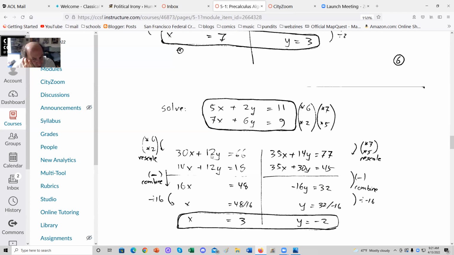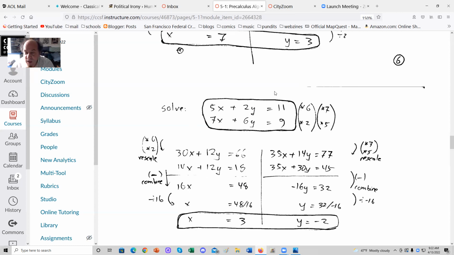Now, since these y's are lined up, 12y and 12y, if we combine the equations by subtracting, then the y vanishes. We're left with 30x minus 14x is 16x equals 66 minus 18 is 48. 16x equals 48. Now, at this point, we divide both sides by 16, then x equals 48 over 16, so x equals 3. Now, we could, for instance, substitute into here and then solve for y by transpositions and so on. But let's use the same method for this.